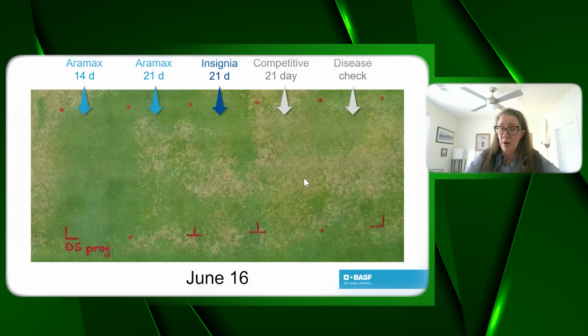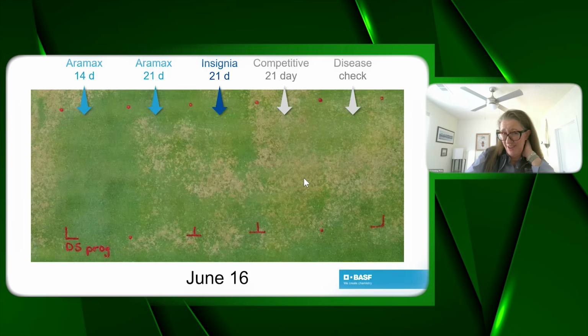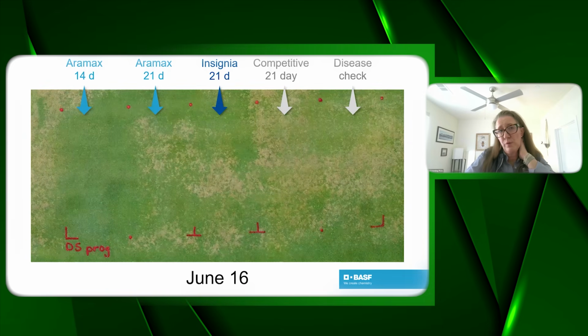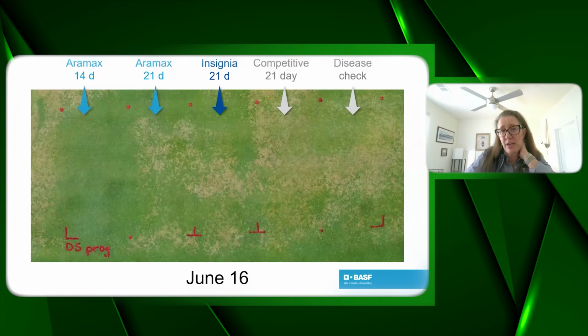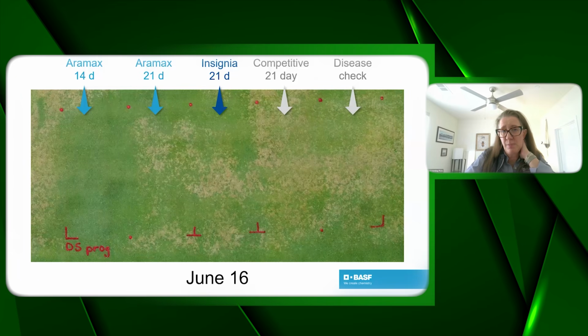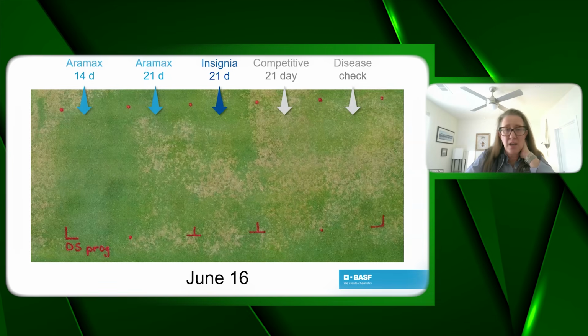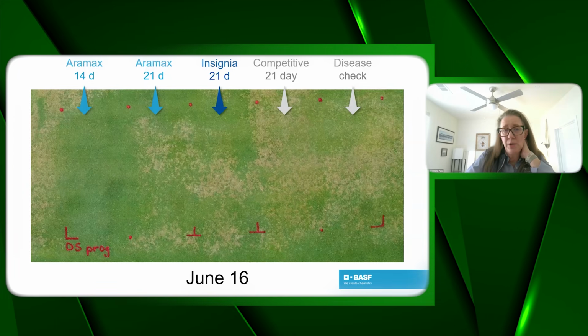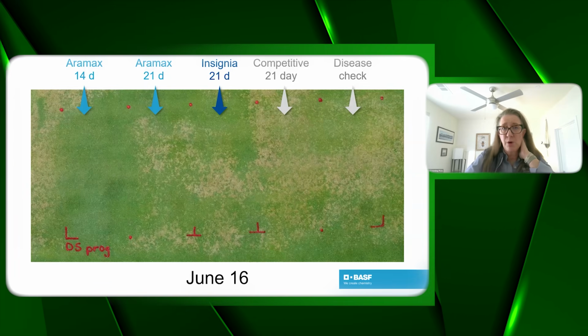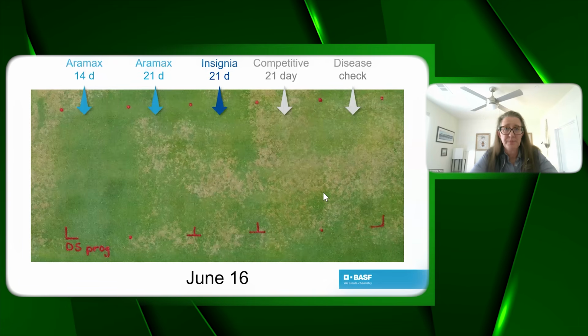Let's look 7 days later. Now we're really starting to see a difference here. So that shorter interval, in addition to 2 active ingredients, does make a difference compared to the Insignia, but it still cannot hold up against heavy disease pressure of dollar spot in the middle of summer.